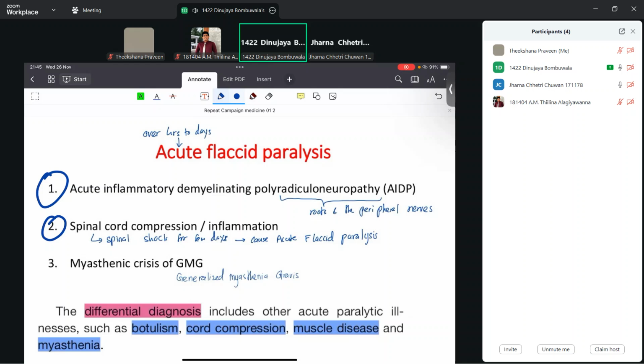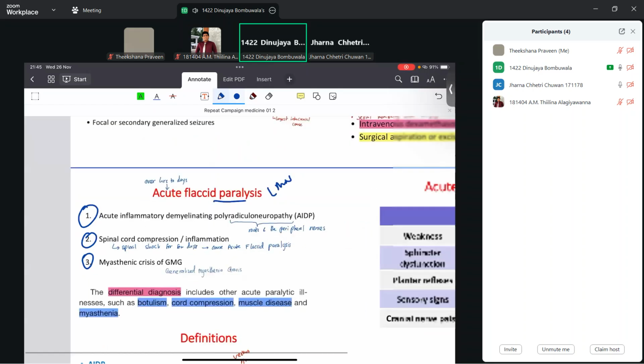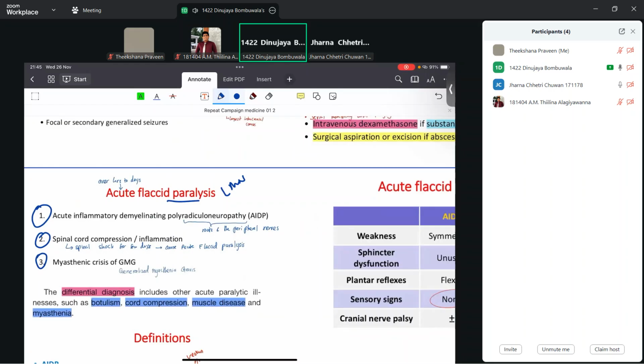And myasthenia gravis also, we know it's a synaptic thing. It is low motor neuron. It can also lead to flaccid paralysis, which is low motor neuron type. So you should now have some idea about how to differentiate these two things.